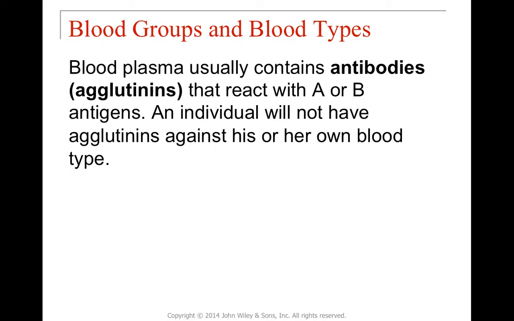All right, let's step backwards to talk about A and B. We're going to talk about it from two different directions. We're going to talk about it from the cell, so the red blood cell itself, and also from the perspective of the blood plasma. So blood plasma is going to have antibodies that are going to react with what we call antigens, or the sugars on the blood cells. But because we don't want to have an immune response against something that we carry, no one is going to have these agglutinins or antibodies against the glycoproteins that they carry.